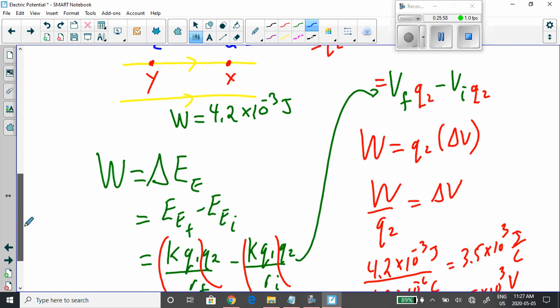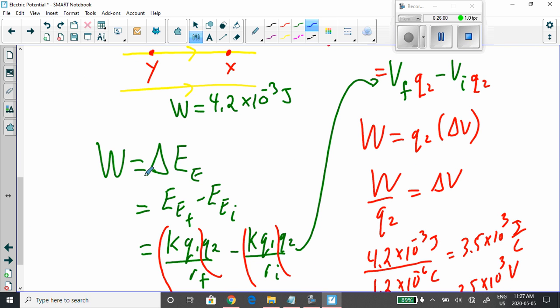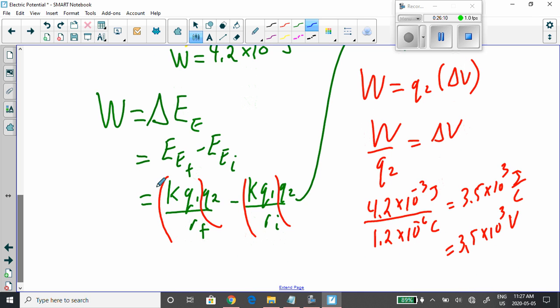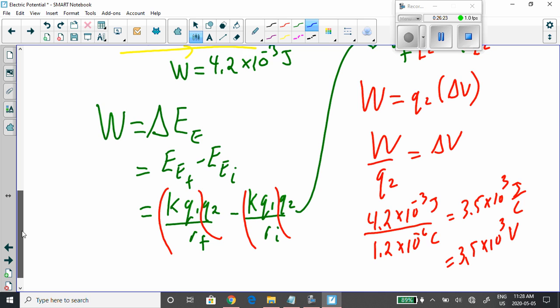So what is work equal to? Well, work is always equal to a change in energy. In this case, it's a change in electric potential energy. And the equation for electric potential energy is K Q1 Q2 all over R final minus K Q1 Q2 all over R initial. That's by the equations we know.